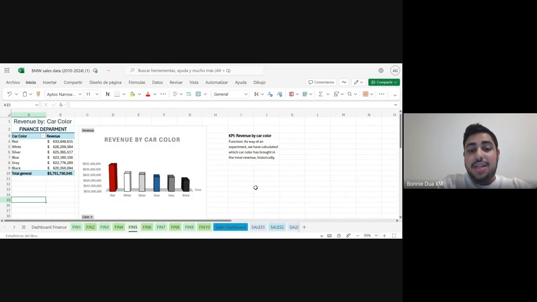For this revenue is car color. As a function, it is a way to experiment. We have calculated which car color has brought in the most revenue historically. Next.